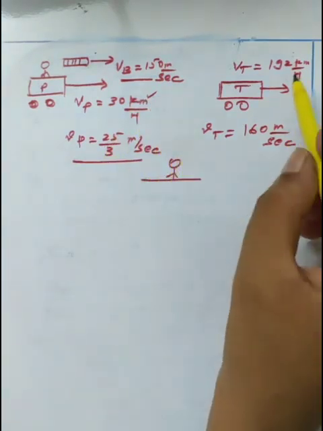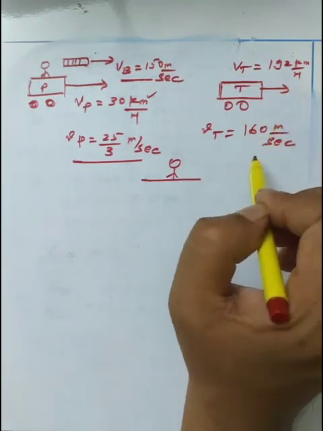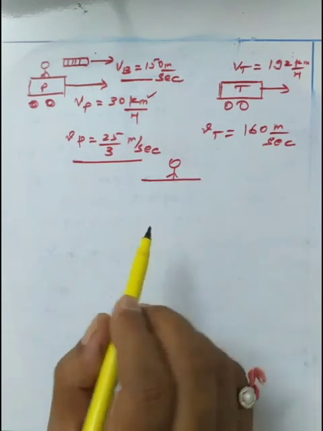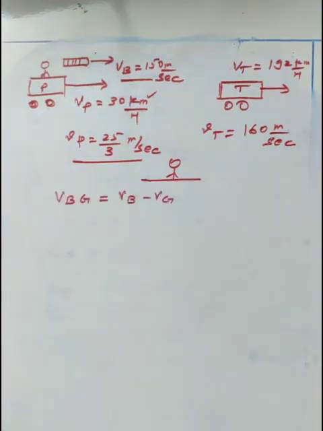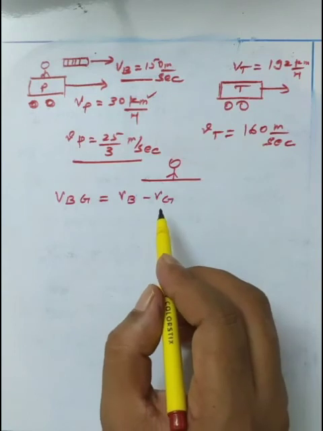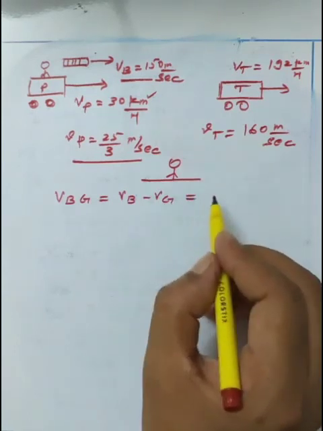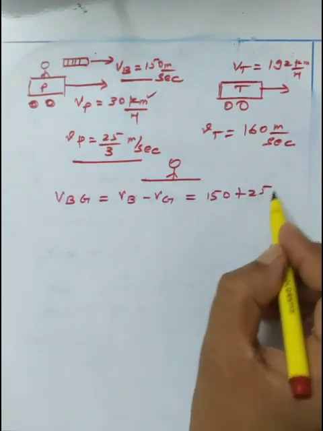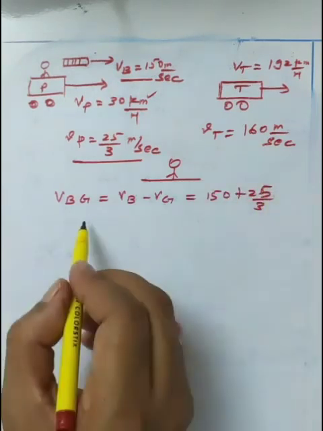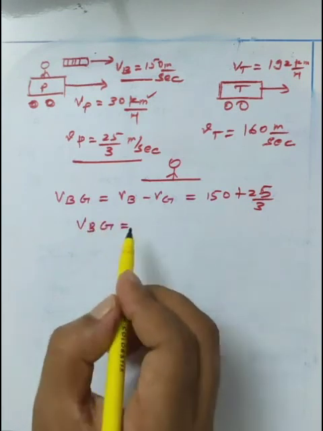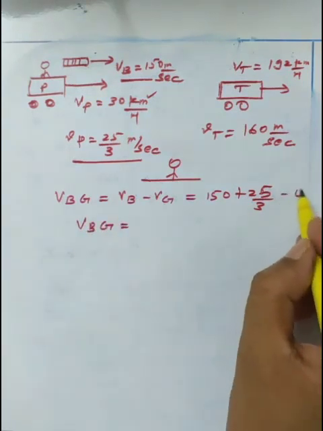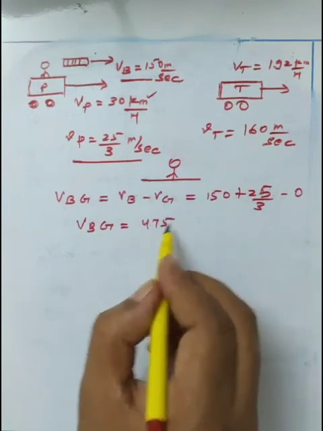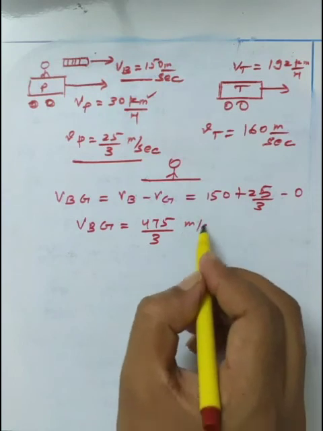Now it will strike the thief's car, so we convert 192 kilometers per hour into 160 meters per second. So how can we calculate it? First we discuss the velocity of the bullet with respect to the ground. The complete velocity of the bullet is 150 plus 25 upon 3. This is the complete velocity of the bullet with respect to the ground, and the velocity of the ground is 0. Solving it, we get 475 upon 3 meters per second.